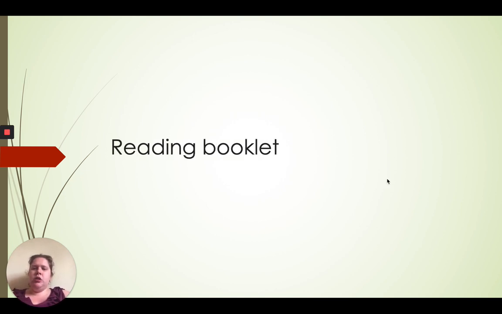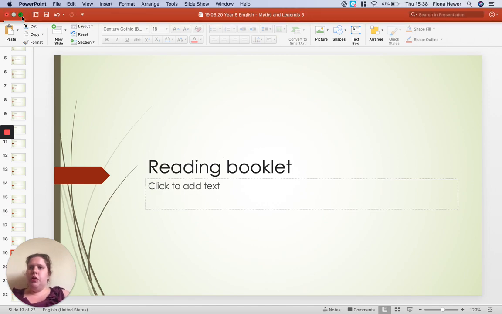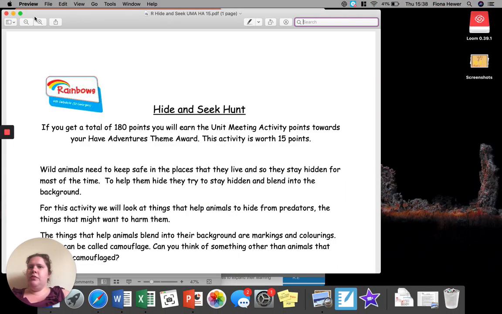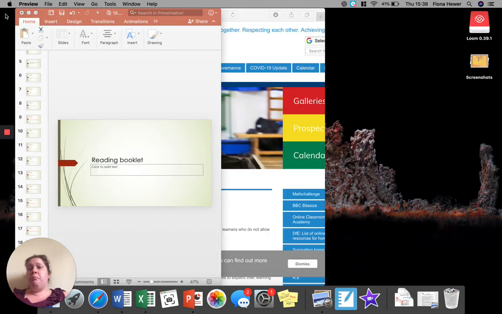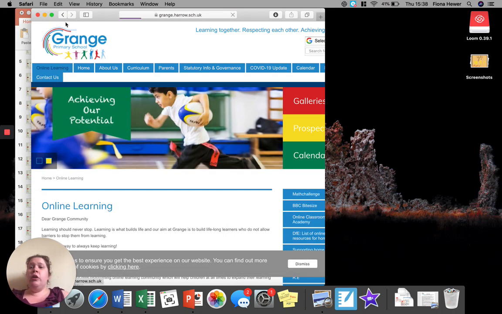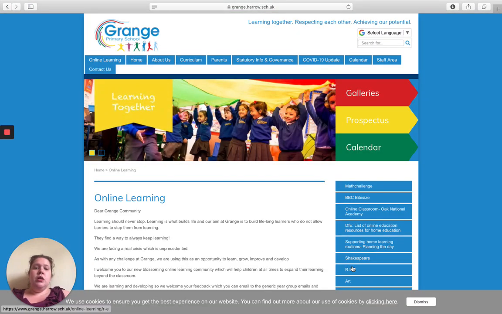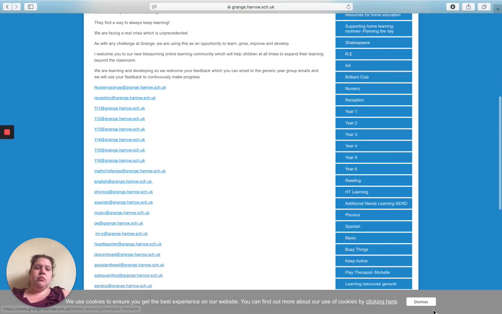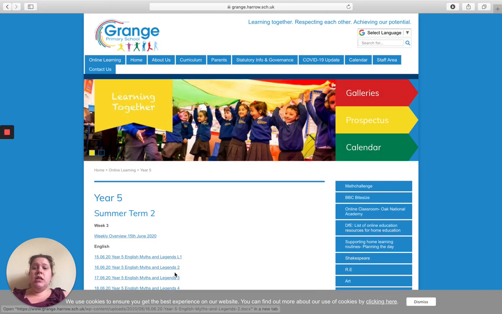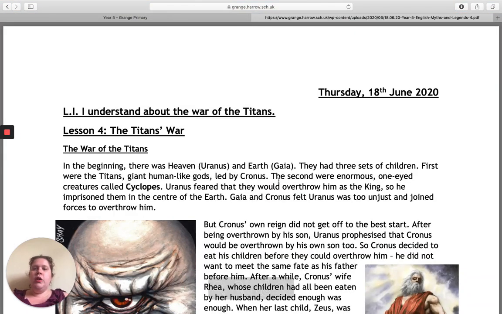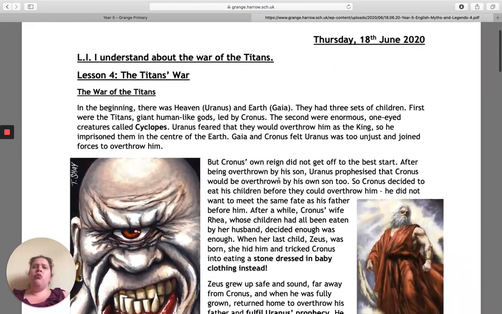So I'm going to go to the reading booklet, so we know how to get to it. I don't need a rainbow hide and seek hunt. You can have a hide and seek hunt if you guys want. Online learning, we know this drill. Dismiss. Oh, it doesn't want to dismiss, but okay. Year 5, and we know it's lesson 4. So we're going to reread this. Now I really want you to pay close attention to how Kronos is feeling in this. His point of view, how he feels.